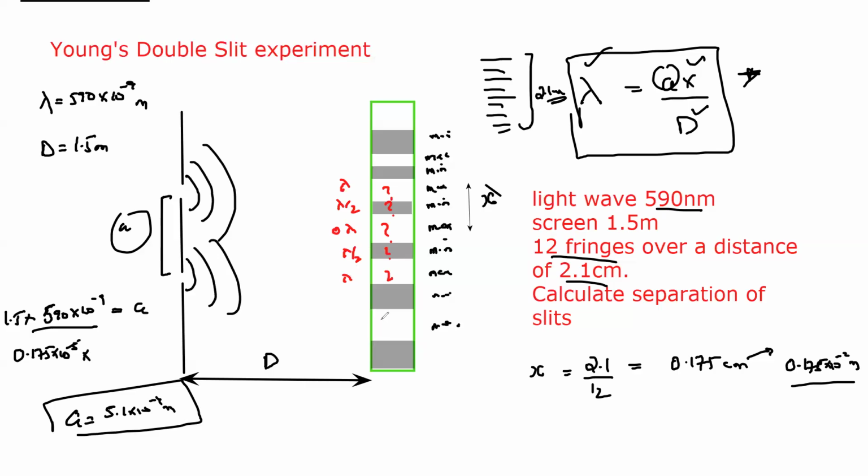Is it clear? The Young's double slit experiment. Anyone having a doubt or a question in this?